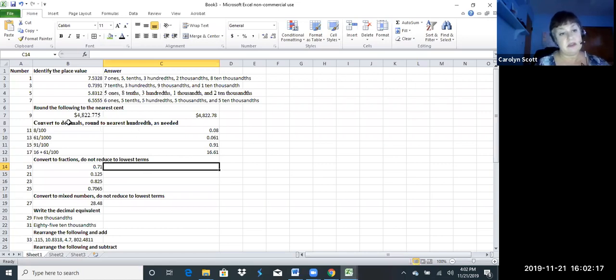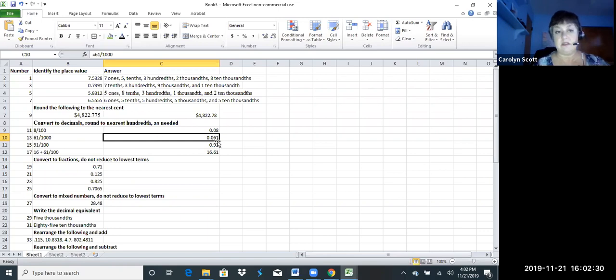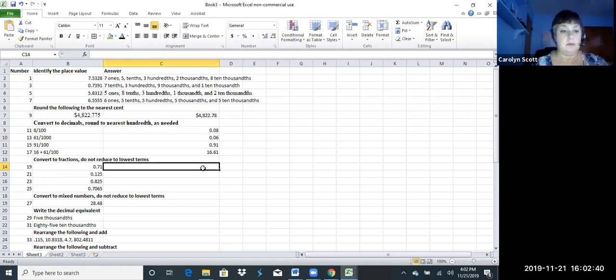I just noticed that these directions say round to the 100th if needed, and we did not do that here. So to round to the 100th, because the second place to the right of the decimal is the 100 spot, 1 is less than 5, so we simply get rid of the 1. That's all we do. But now we'll convert these decimals to fractions, and we are not going to reduce them to the lowest terms.